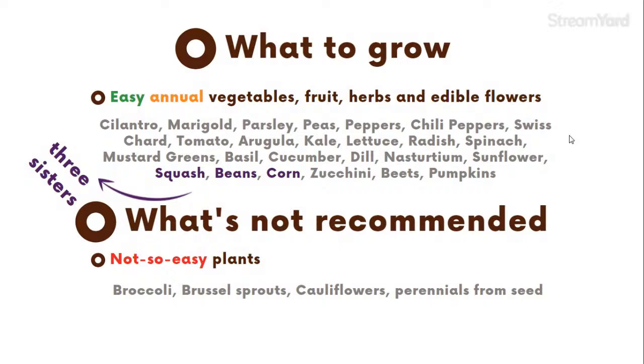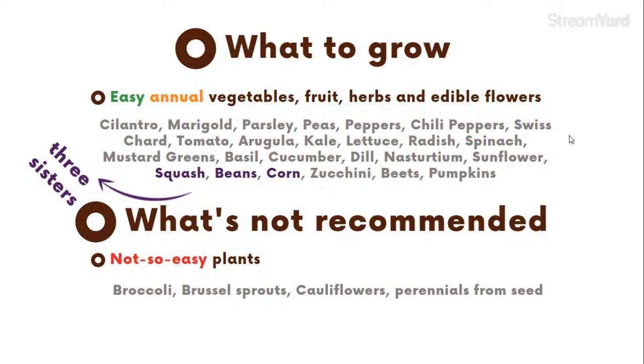The rule of thumb that I always use when growing in classrooms and schools is that you want to make sure that your vegetables and fruits and herbs and edible flowers, whatever it is you're growing, you want it to be easy. So don't go after really difficult plants because they will be very, very discouraging to your students.